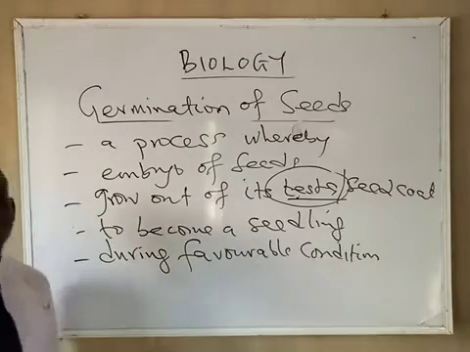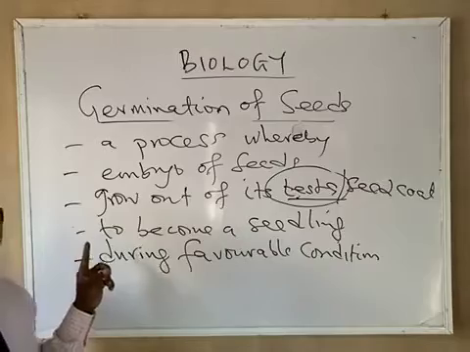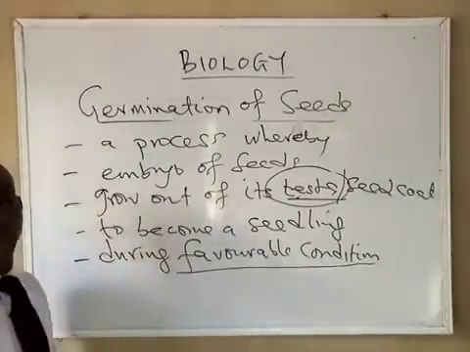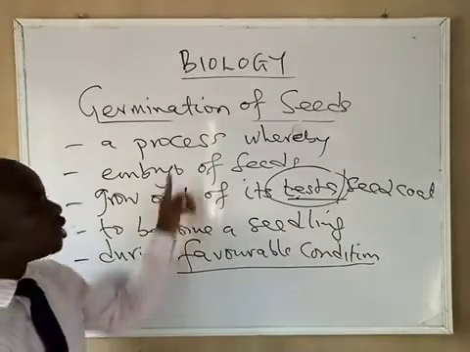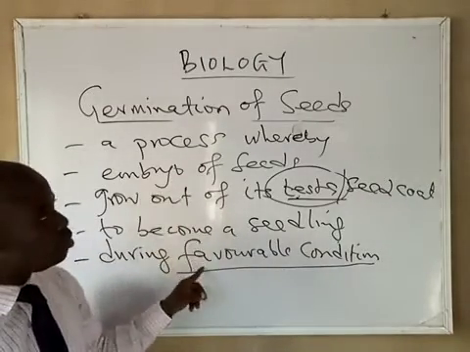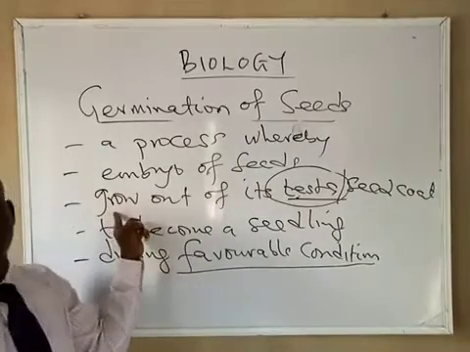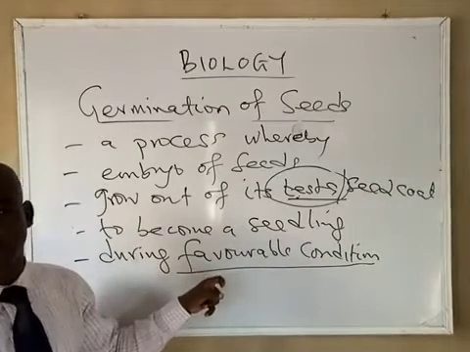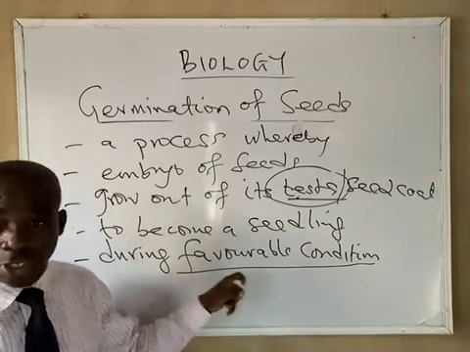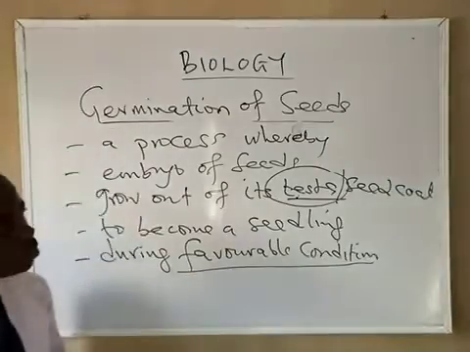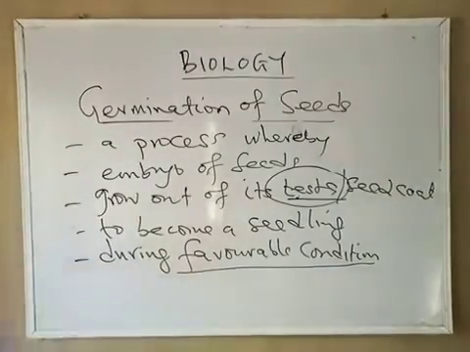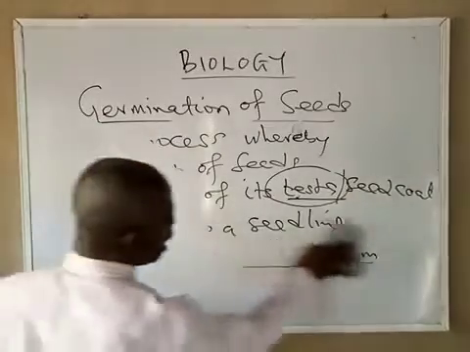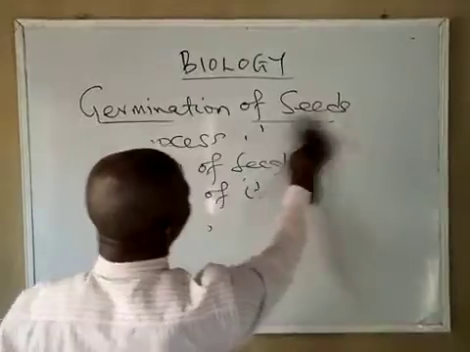And it is very important for us to note that this process will take place under favorable conditions. It will not always take place. If the conditions are not favorable, a seed will not grow. It will not germinate. So it usually takes place when conditions are favorable. So if we now want to summarize together, we can now come up and say germination.